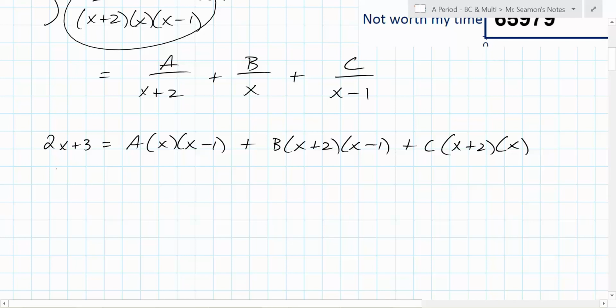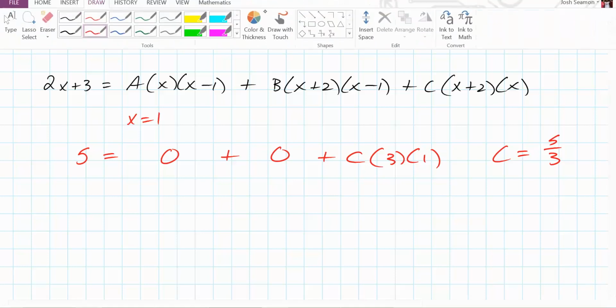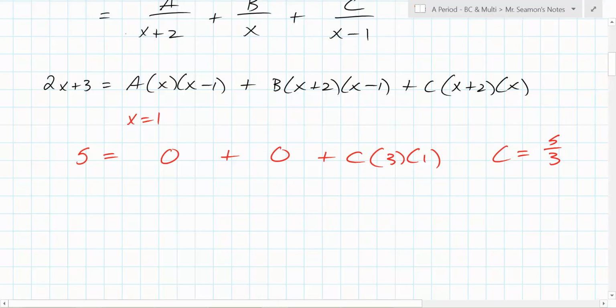So if we let x equal 1, what do we end up with? 5 is equal to, well, the first term goes away, plus the second term goes away, plus c times 3 times 1. So what does c equal then? 5 over 3.